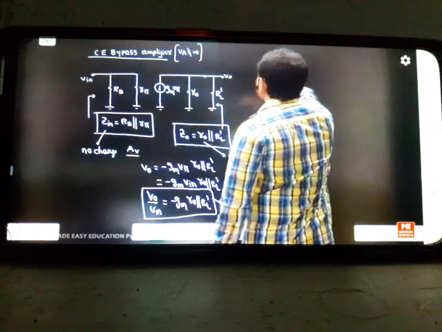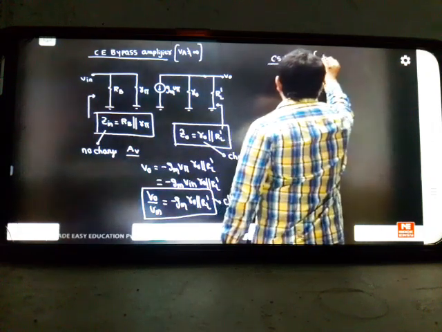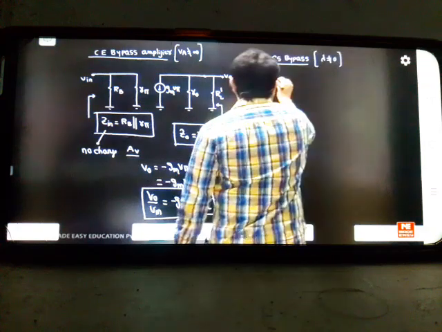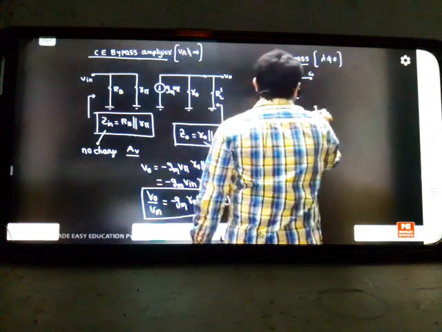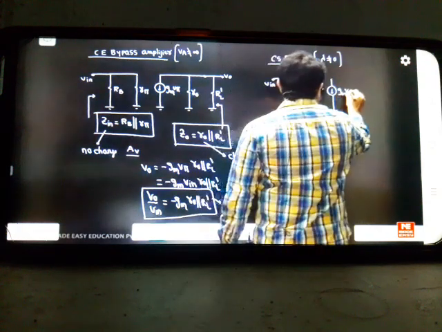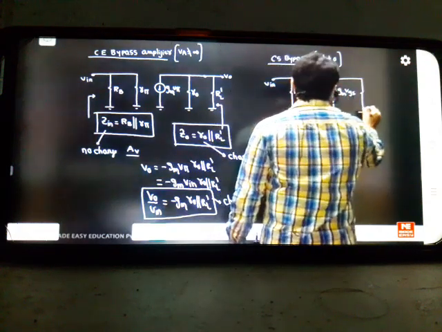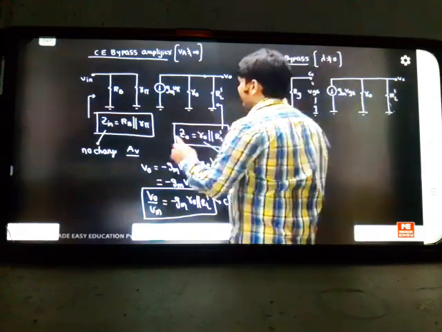If I go for the same story, common source bypass, I will show you the common source bypass with lambda not equal to 0. Then the model will be: this is RG, this is VIN, this is the gate, this is ground, VGS. We have a current source, gm into VGS. After that we have r0, and finally we have RL dash. So you can see the same structure here also.